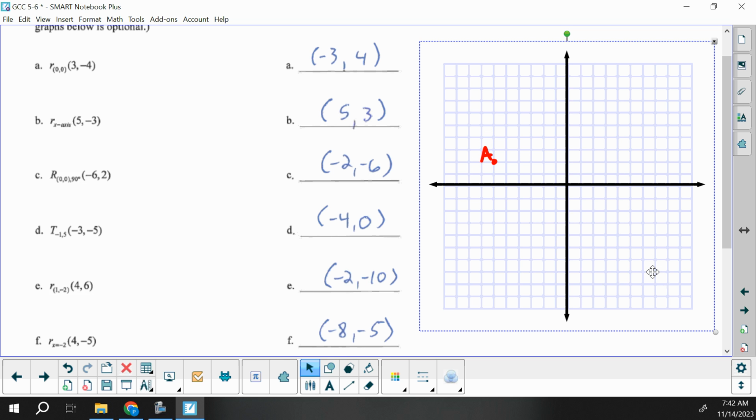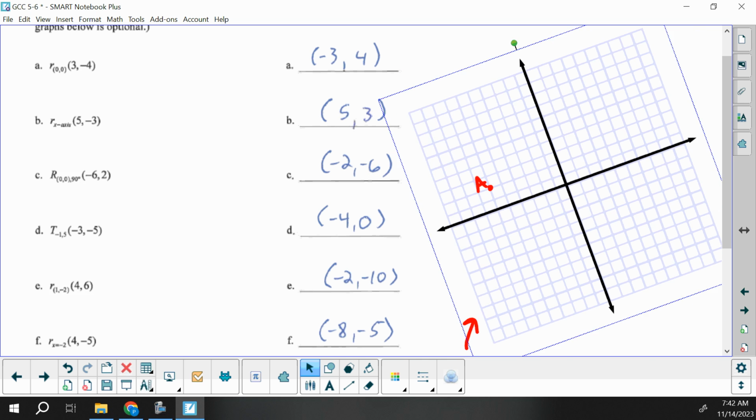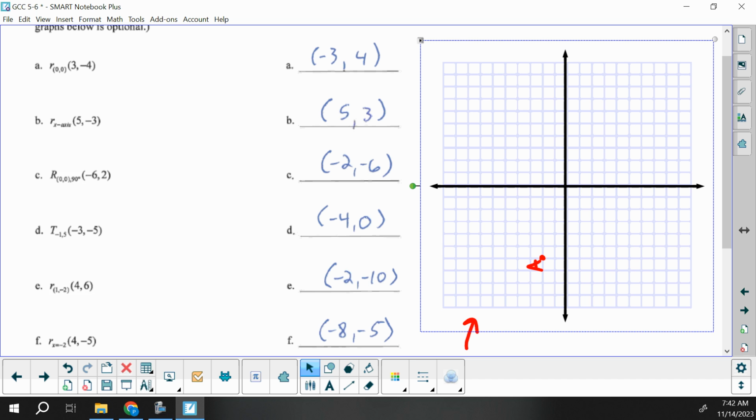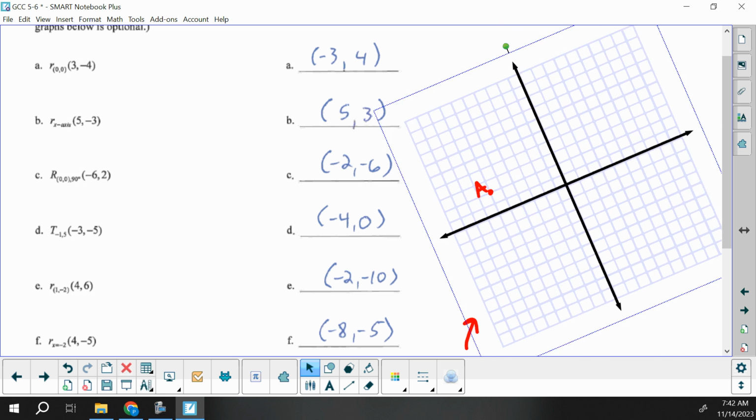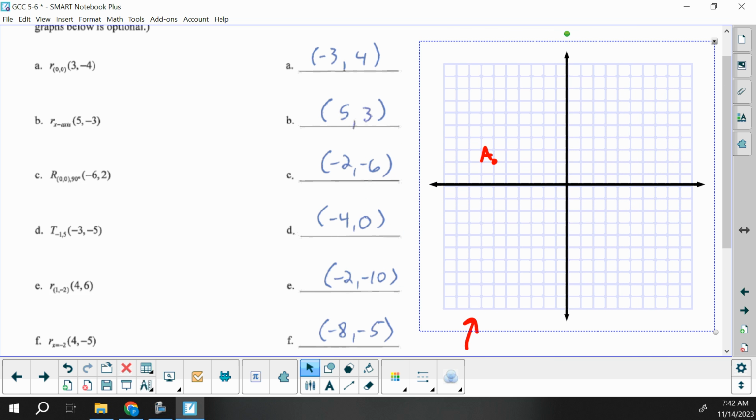We want to rotate this 90 degrees. It's positive 90, so we should be going counterclockwise. So that A should end up down in this quadrant, in quadrant 3. So just turn your paper. So it looks like it's in quadrant 3 now. That coordinate now looks like (-2, -6). That's how we can get our image. Translation in D, we're just subtracting 1 from the x, adding 5 to the y, so (-4, 0).